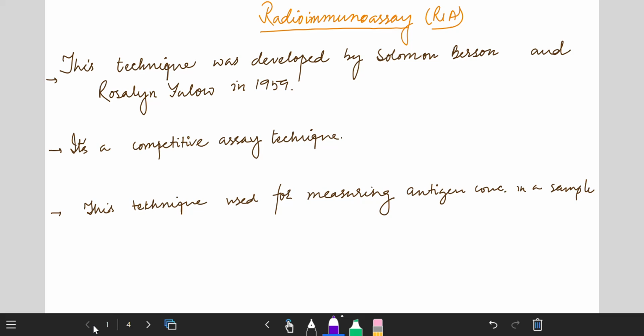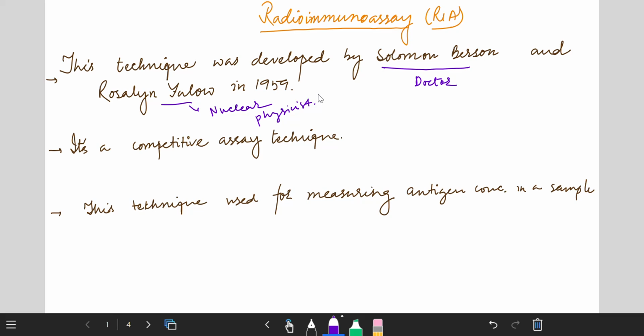So this technique was developed by Solomon Berson and Rosalyn Yalow. Solomon Berson was a doctor and Rosalyn Yalow was a nuclear physicist. They developed this technique in 1959 for the measurement or estimation of insulin in human serum. If the compound is present in low concentration in the biological samples, like in nanogram or picogram, then this technique is suitable for that purpose.